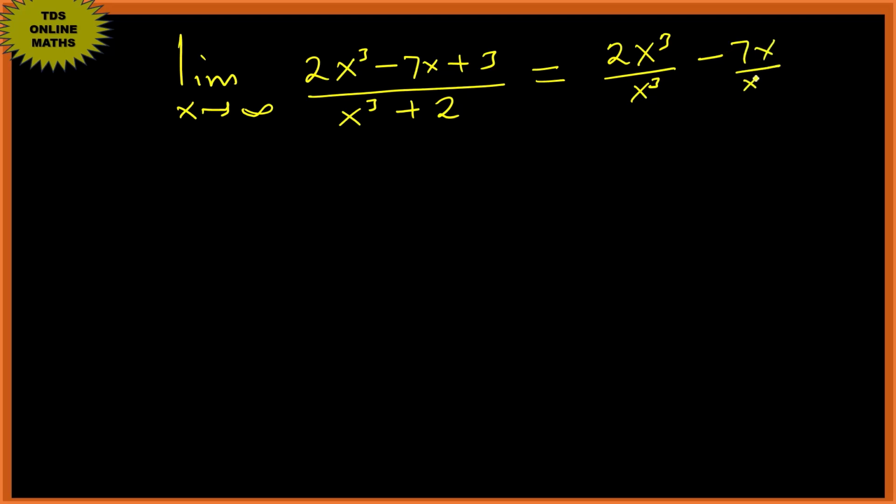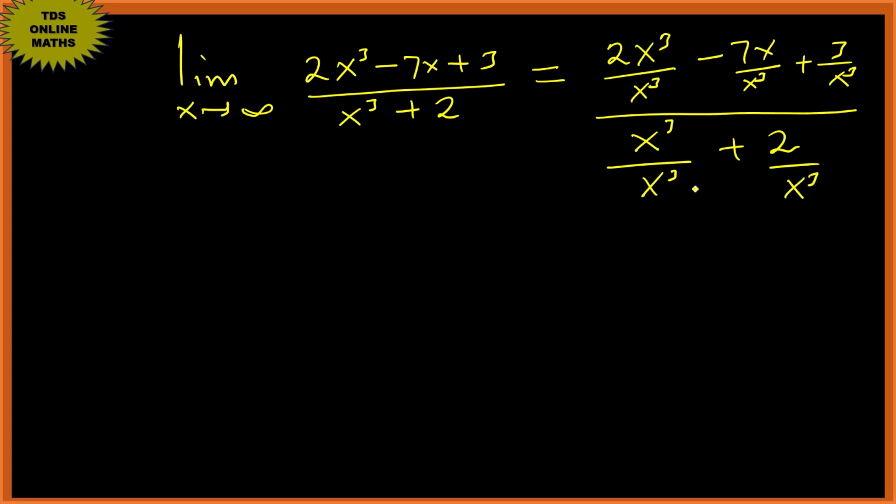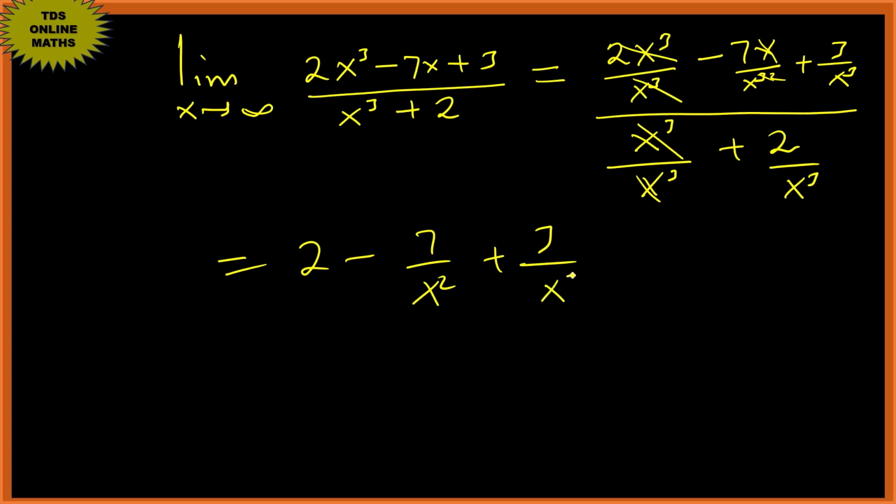So we have this x cube, x cube, x cube. Okay, so this side will go. This side reduces to 2. So this side will go. So I'll be left with 2 minus 7 on x squared plus 3 on x cube, on 1 plus 2 on x cube.